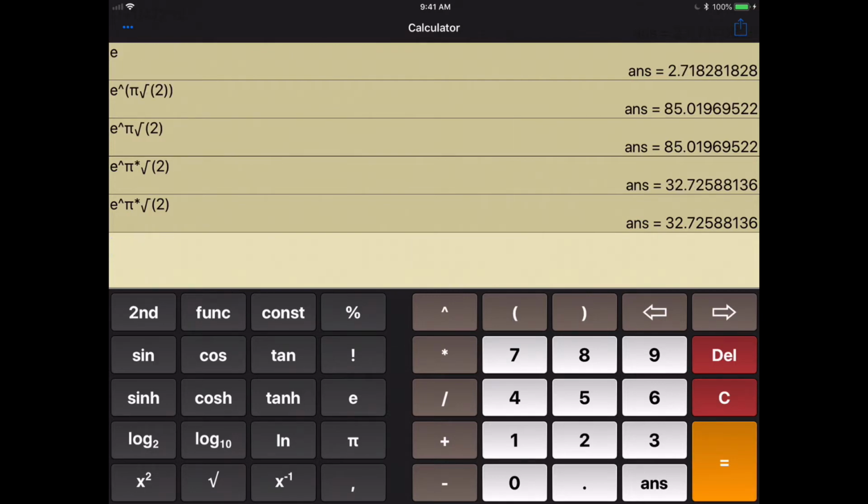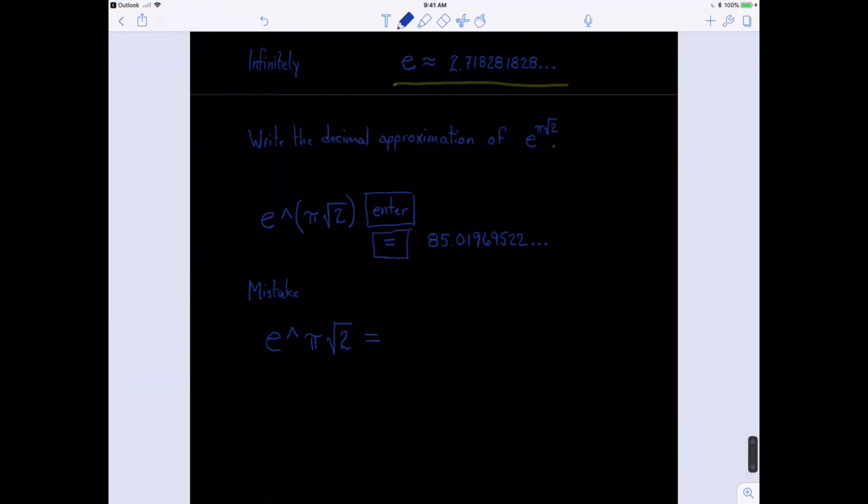And notice now that we get 32.72588136. I'm just going to write 32.73 here. 32.73. And so you need to be careful that when you learn your calculator, you learn exactly how it would respond.